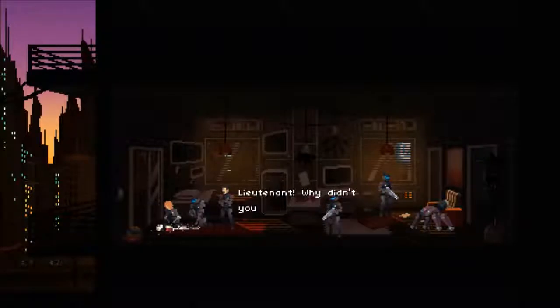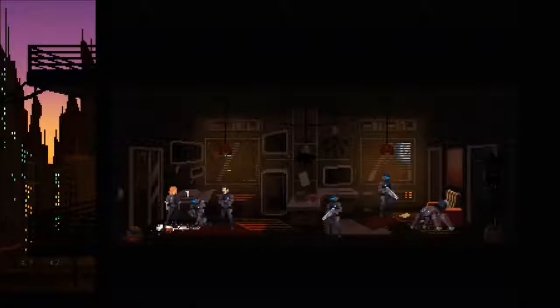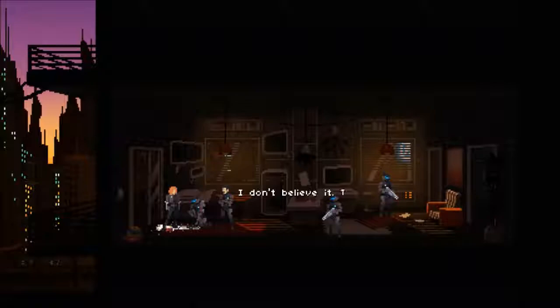Lieutenant, why didn't you do as I said? I ought to take your fucking badge for this, Minori. This is our guy. This is our... You're telling me a service droid is the murderer? The rounds in his semi are an exact match, and I've got a recorded confession of sorts. Not that it matters at this point. I don't believe it. This doesn't make any sense. Believe it or don't, I don't care anymore.